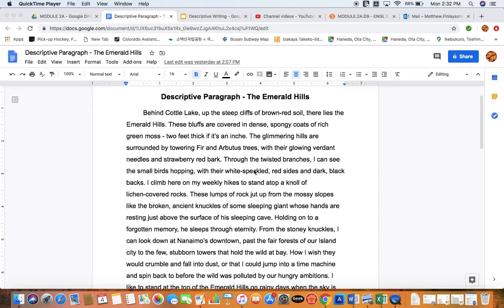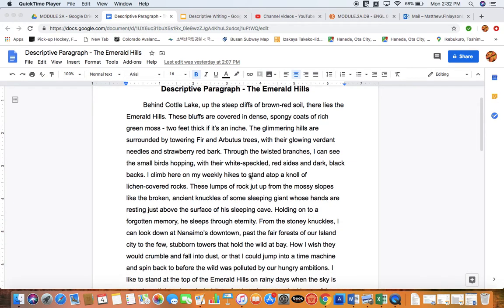Behind Caudle Lake, up the steep cliffs of brown-red soil, there lies the Emerald Hills. These bluffs are covered in dense, spongy coats of rich green moss, 2 feet thick if it's an inch. The glimmering hills are surrounded by towering fir and arbutus trees with their glowing verdant needles and strawberry red bark.